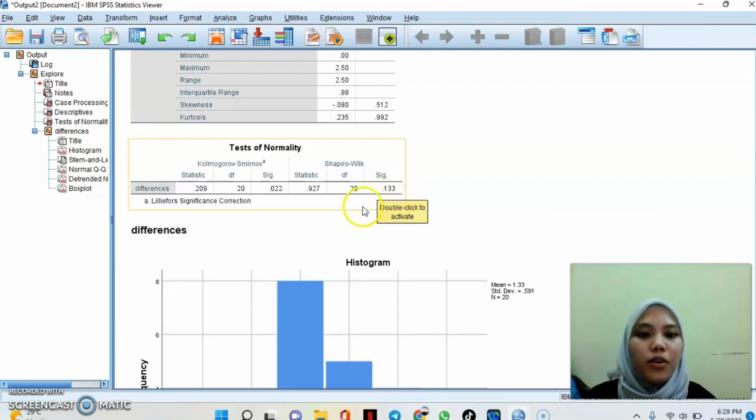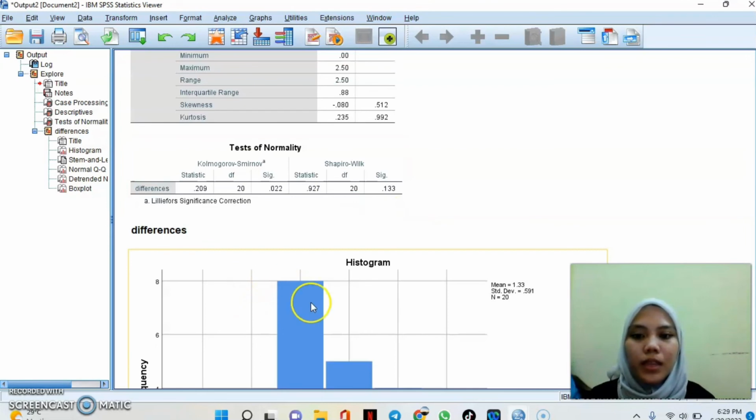where the answer is 0.133. We choose Shapiro-Wilk because the sample size is not more than 50. Since the p-value for differences is equal to 0.133, more than 0.05, the data is normally distributed. Therefore, the appropriate method used is the paired t-test.